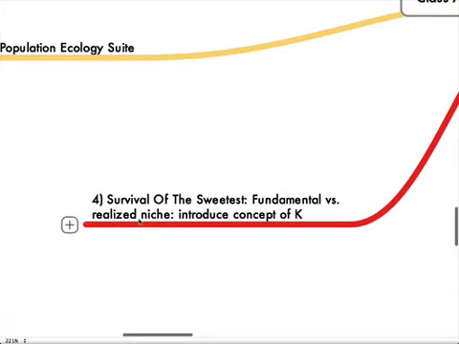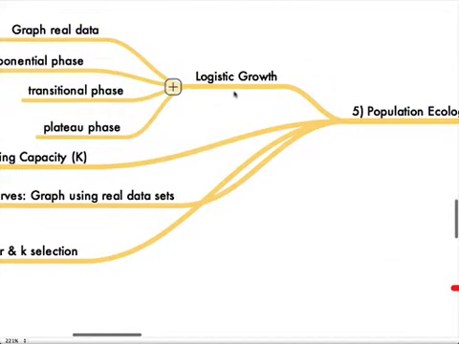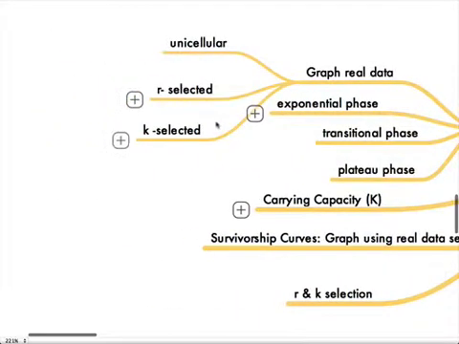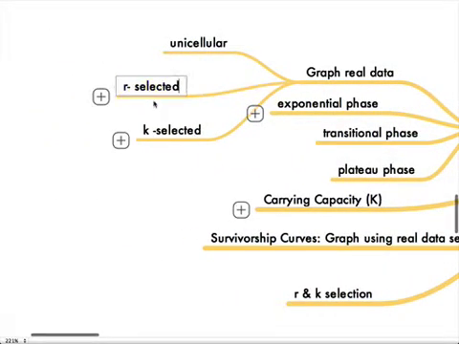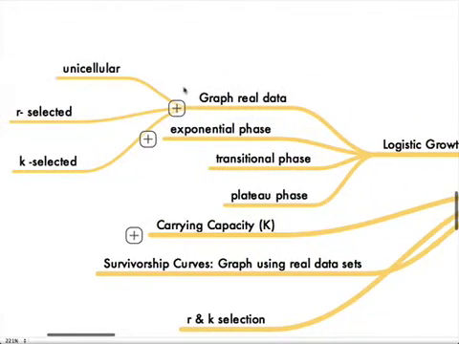Then we're going to move into kind of the IB sweet spot, no pun intended, by working with a model using Skittles, where we will start to really uncover the idea of fundamental and realized niche, and I'll introduce one of my favorite concepts, carrying capacity. And then that will lead us into this population ecology suite, where we'll again look at logistic growth, as well as lots of other concepts related to populations, specifically understanding the idea of an R-selected species and a K-selected species, and how an organism's schedule of reproduction really defines how the population grows over space and time.